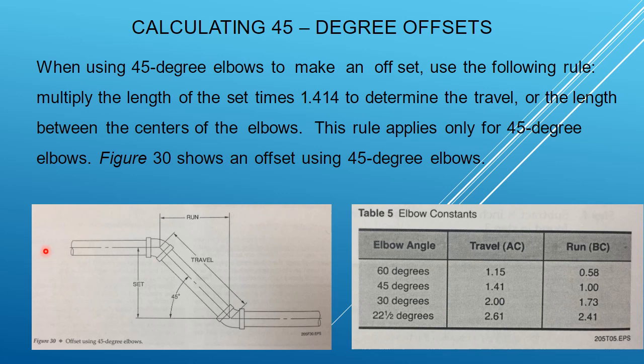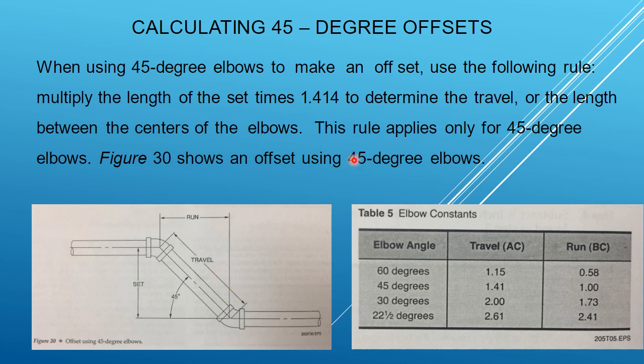When using 45-degree elbows to make an offset, you have to follow these rules. First, multiply the length of the set times 1.414 to determine the travel. Where is the set? This is called the set. This set you have to multiply to get the travel.